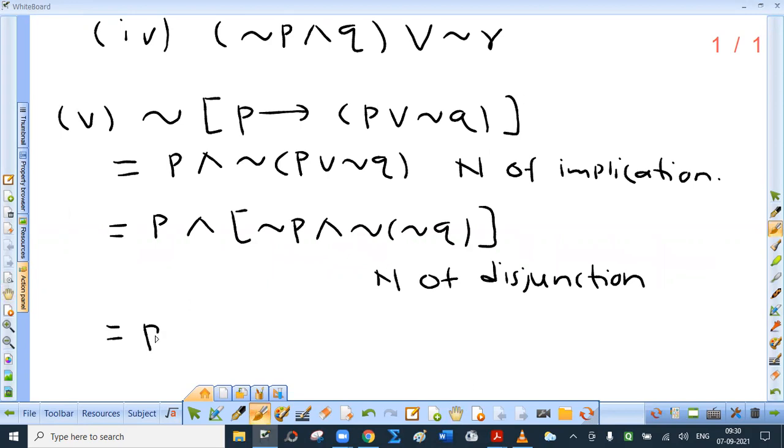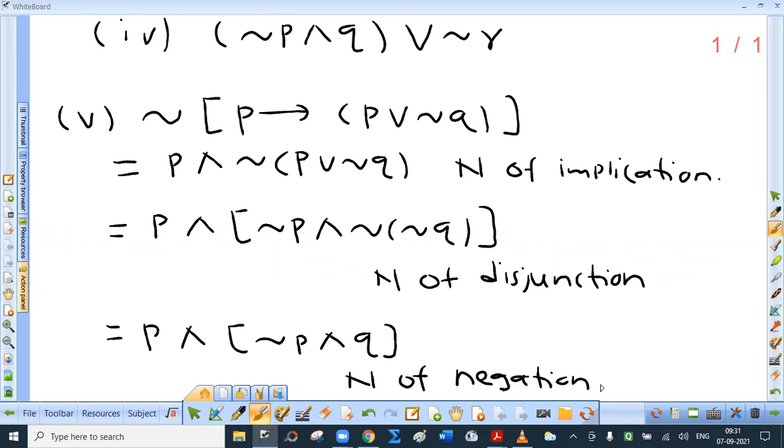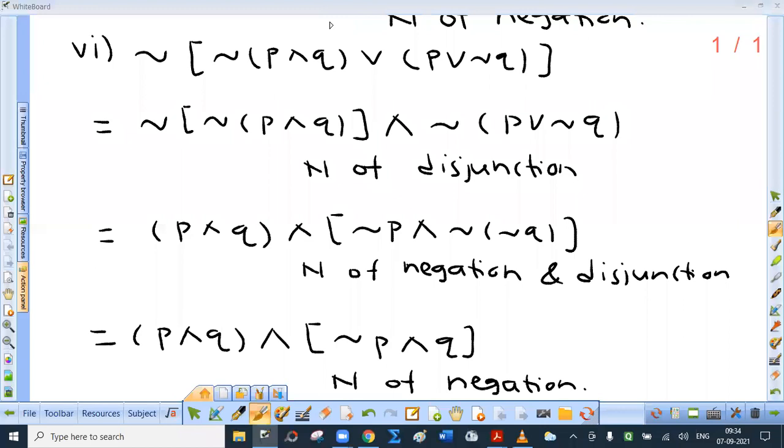And finally, P and not P and Q. What is the reason? Negation of negation. I repeat, capital N is not the standard short form. You have to write the word completely, negation. Now, what is negation of P and Q or P or not Q?